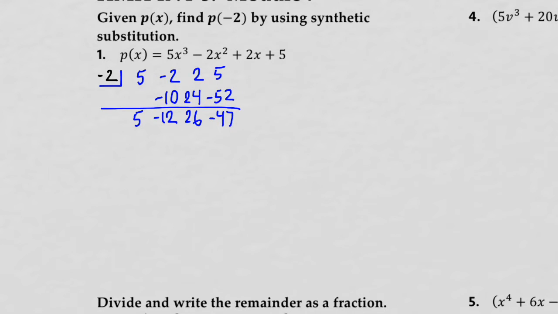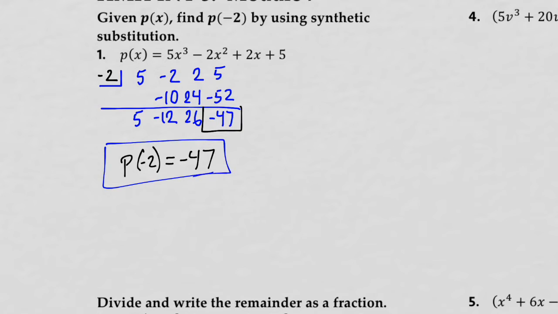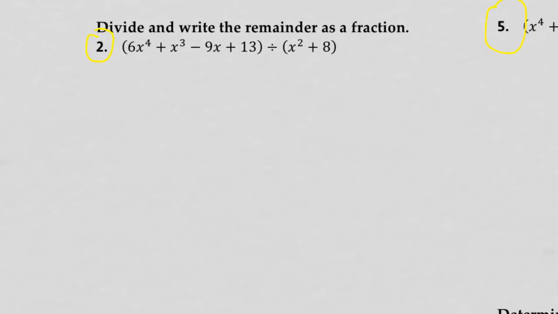Your answer is that final number right there, right? That's what we usually call the remainder, and we usually look for zeros there, okay? But that really is what your answer is. Your answer is p of negative 2 is negative 47. That means that when you plug in negative 2 into your polynomial here, you will get negative 47. You can try that, test it out using the traditional method, but that's what you should get. Alright, let's move on to number 2.